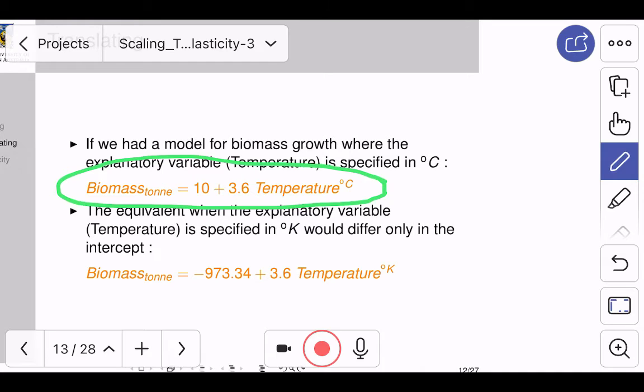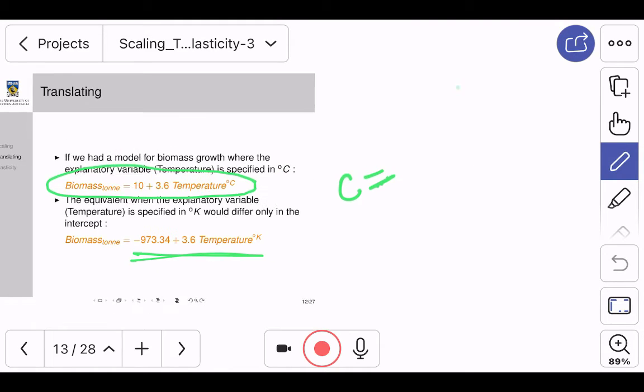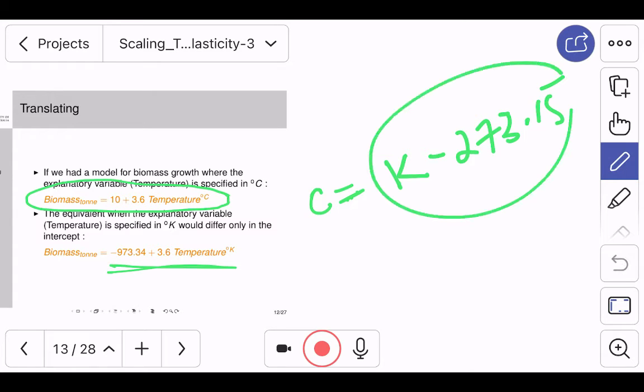So let's say for whatever reason, we have a model. Well, if you want to translate this into a model where temperature is measured in degrees Kelvin, then what you will get is this one. Why is that? Well, degree Celsius or centigrade is equal to what? From the Kelvin, you have to subtract 273.15. And if I put that number right here, I am going to get this.